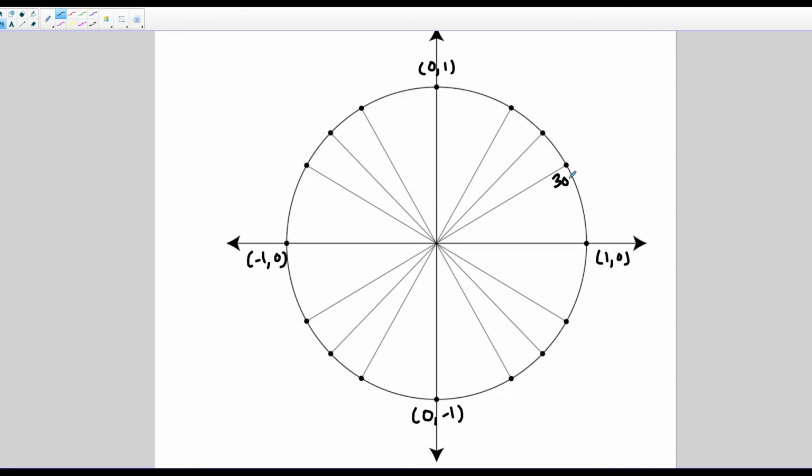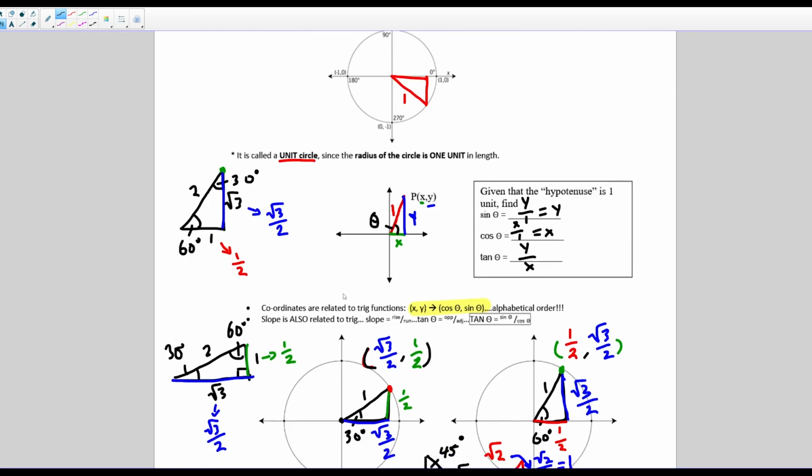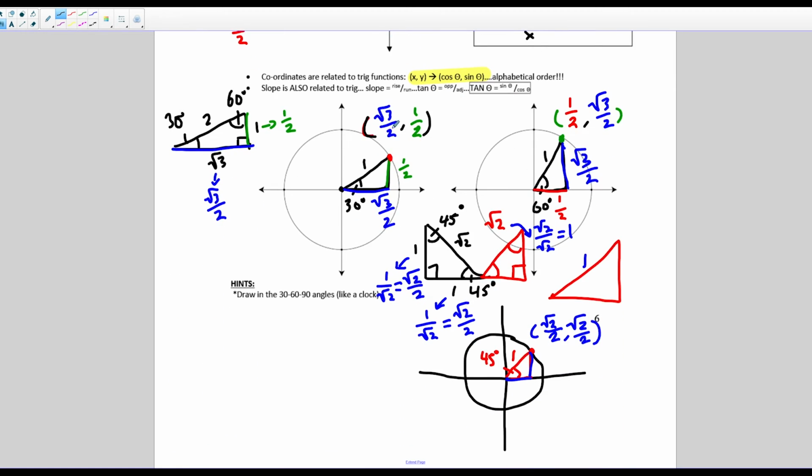So we have our 30-degree angle. This would be our 45-degree angle. This is our 60-degree angle. And we are going to simply take all of the different ordered pairs that we found represented each of these 3 points. So going back for 30 degrees, we can see that our 30-degree triangle yielded an ordered pair of root 3 over 2 and 1/2.